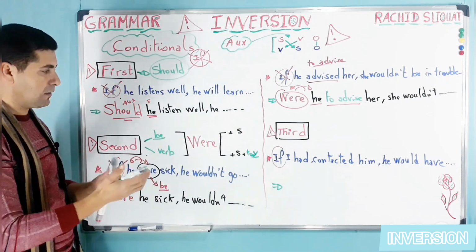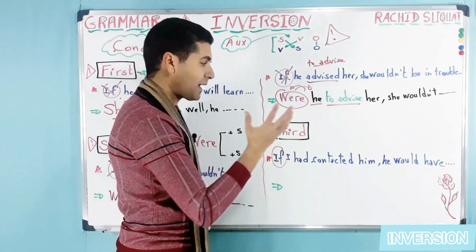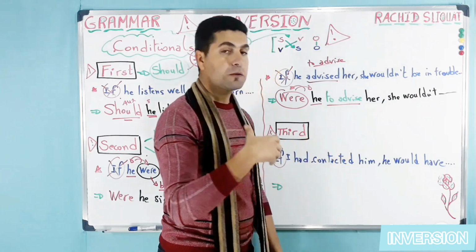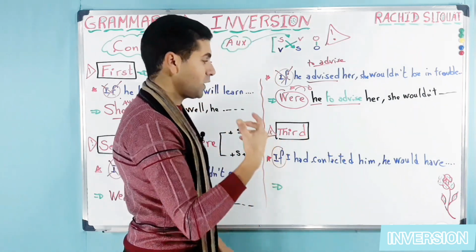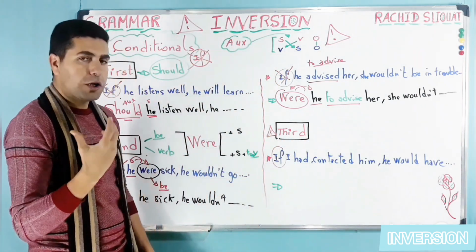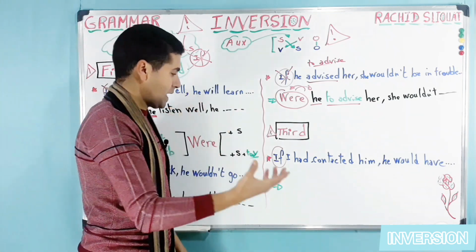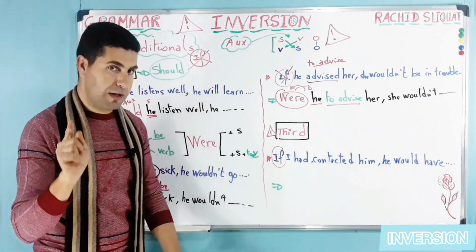Conditional type 3, it's very easy. If I had contacted him, he would have solved, for example, a problem. He would have solved the problem, or he would have helped me. If I had contacted him, he would have helped me.